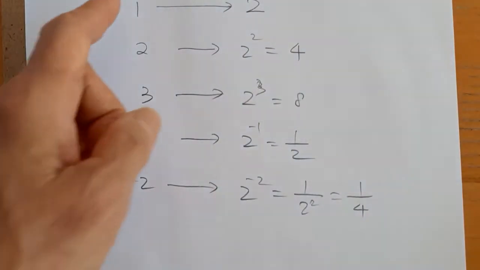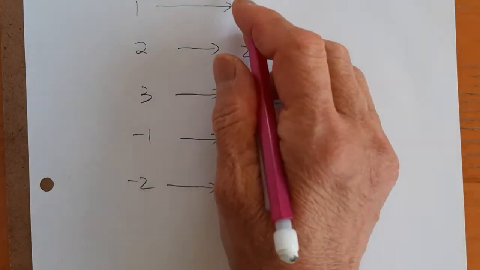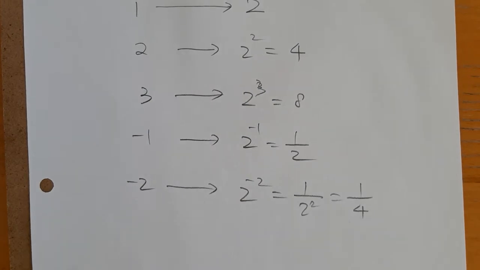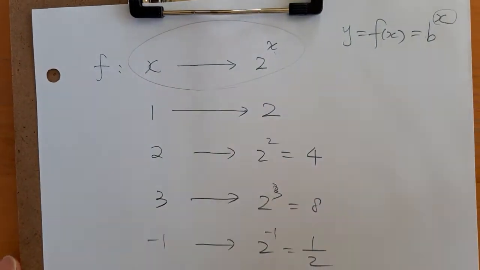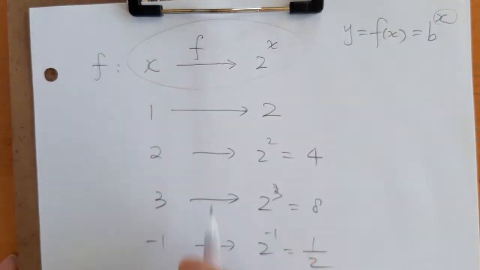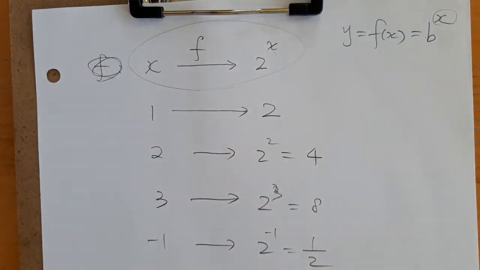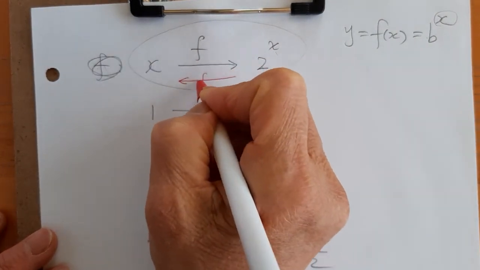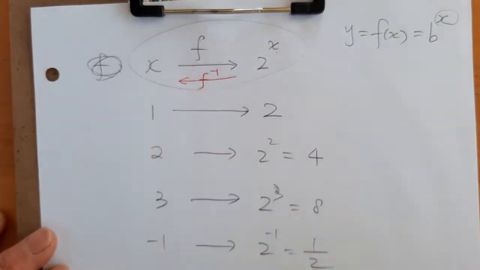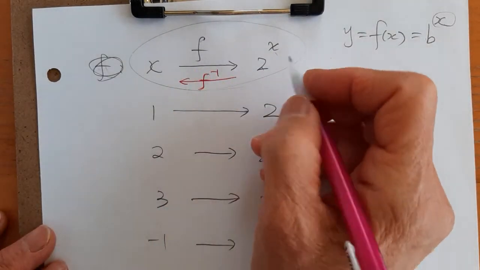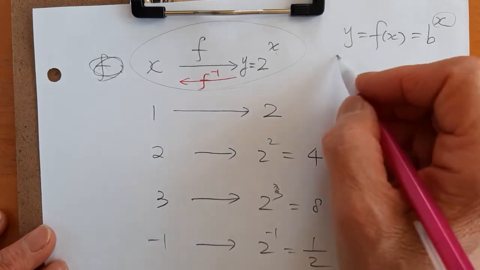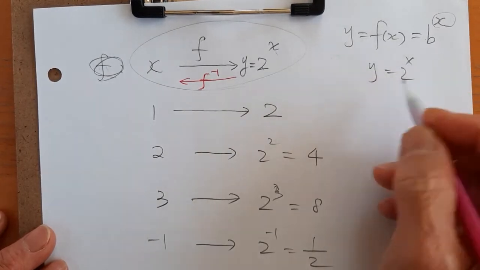This is called an exponential function. The base is 2, and x is the exponent. Now, its inverse function: from left to right, we call this the f function, and given the f function, its inverse function is f inverse. So x is mapped to y, and the function value is y. For this example, y equals 2 to the power x.